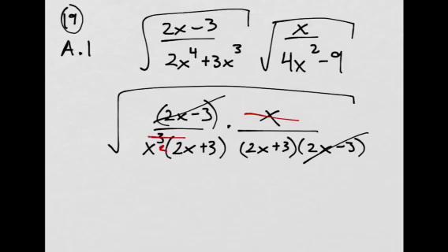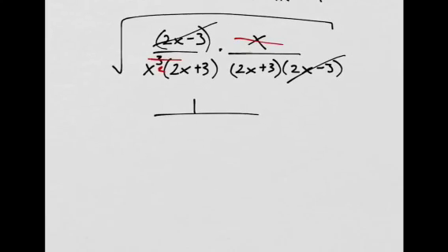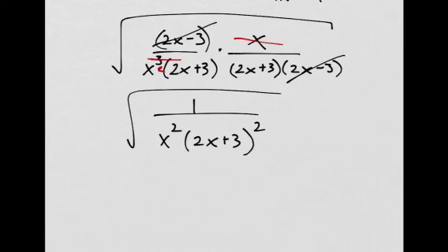So I'll rewrite this. On the top, what do we have? Yeah, just 1. And on the bottom, we have x squared times 2x plus 3 quantity squared. We can actually do more. Does anybody have an idea?